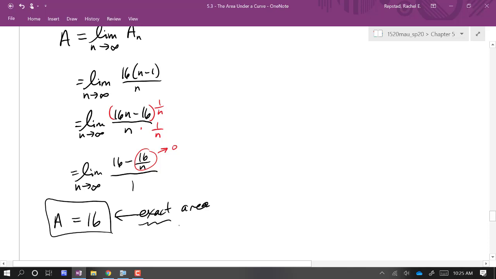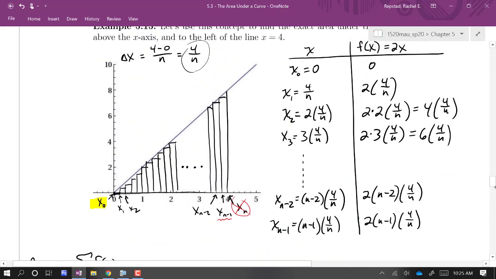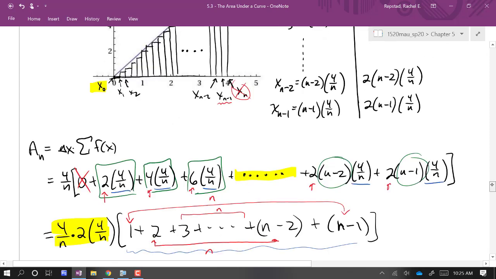Now, if we go back up and look at that region, like I said in the beginning, this is a sort of simple geometric region. That's a right triangle whose base and height are 4 and 8, and if you use 1/2 base times height, you'll get 16. So what we've done, hopefully, lends some validity, some legitimacy to the process.